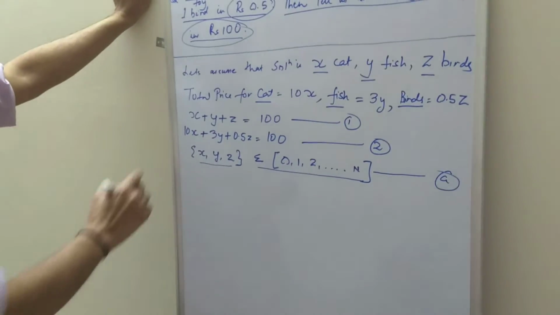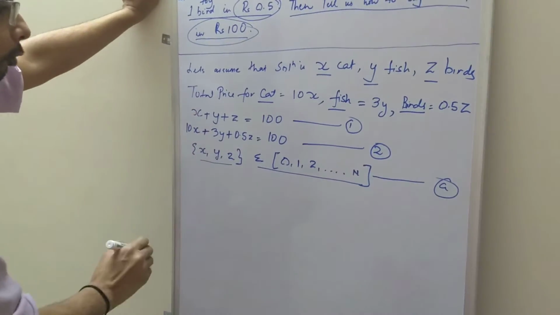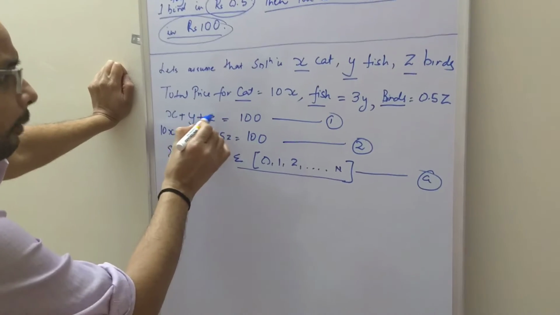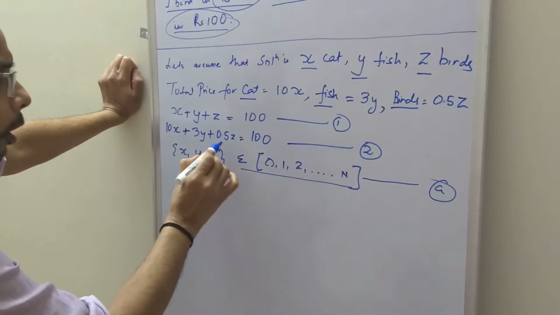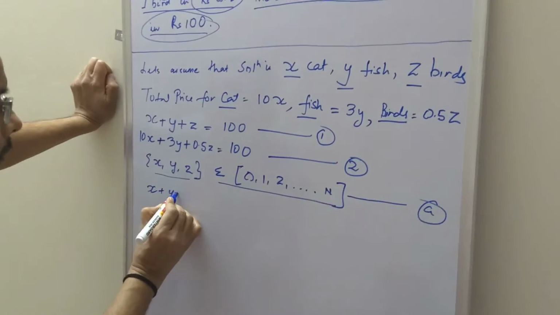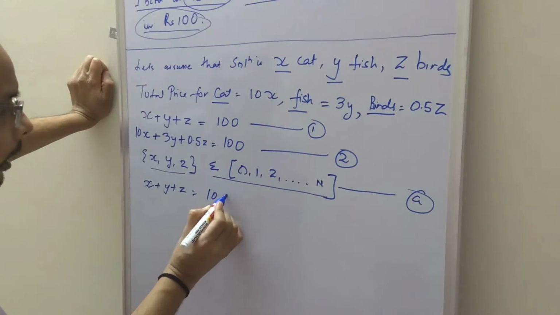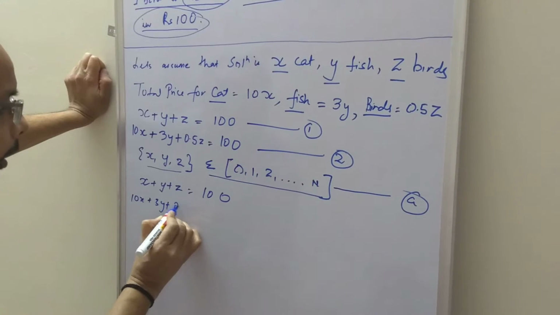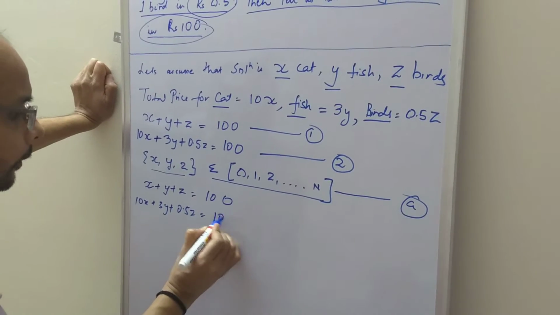Now these are the two equations that you have to solve. Now how do you solve them? Simple, you have to eliminate z from both of them. So first let's simplify the equation: x plus y plus z is equal to 100. Now 10x plus 3y plus 0.5z is equal to 100.